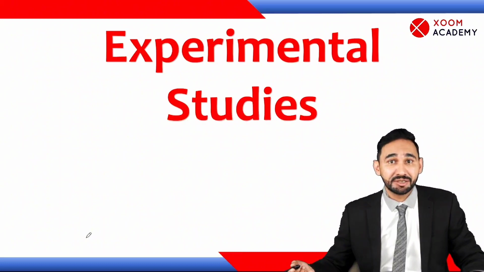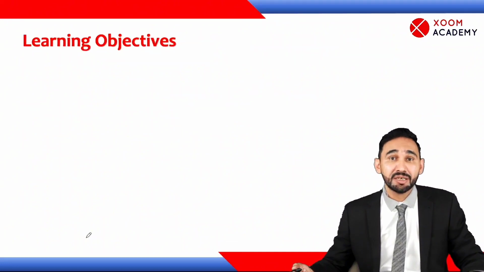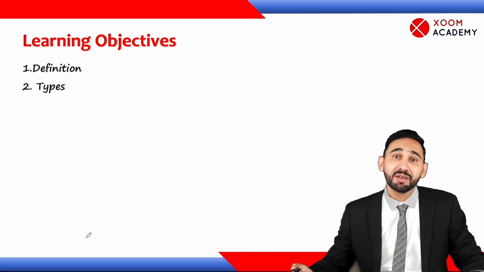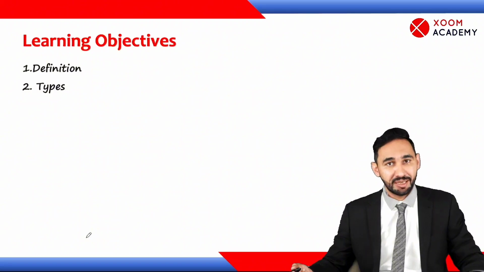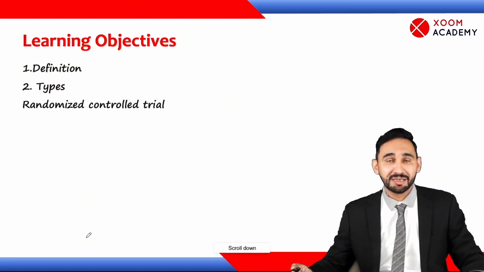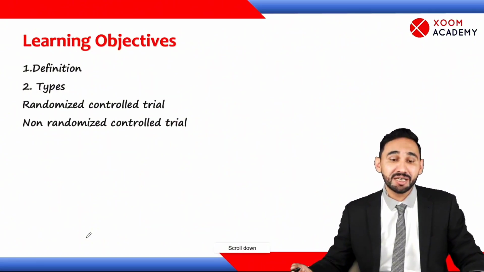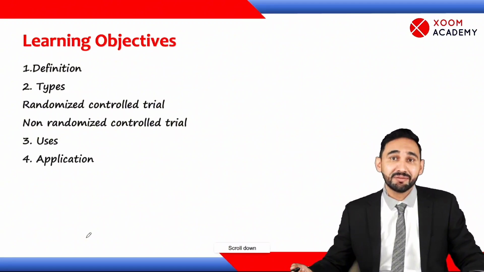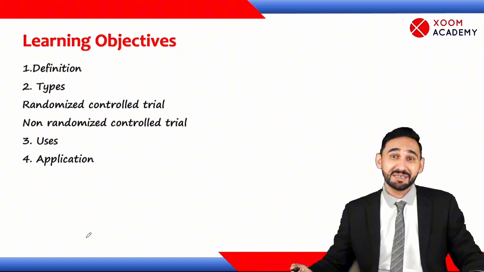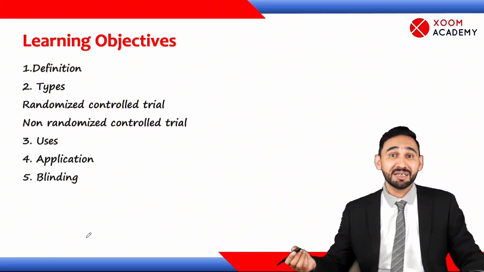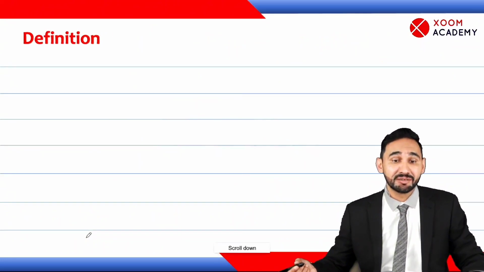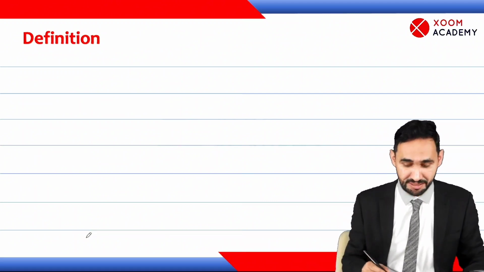We will discuss this session according to the following learning objectives. We will discuss the definition of experimental studies, then what are various types of experimental studies, like randomized controlled trial and non-randomized controlled trial. Then we will discuss uses and applications of these studies. What is blinding? We will discuss blinding and its various types, and in the end, we will summarize the session. So, let's start with the definition of experimental studies.